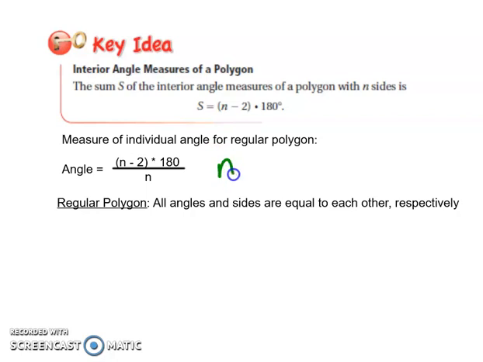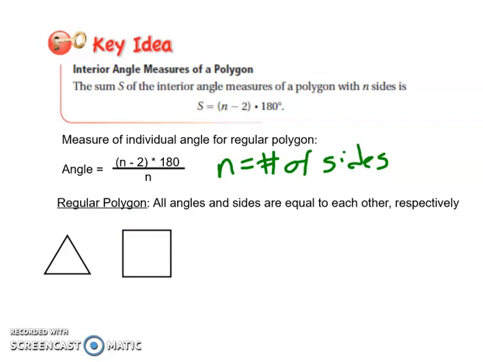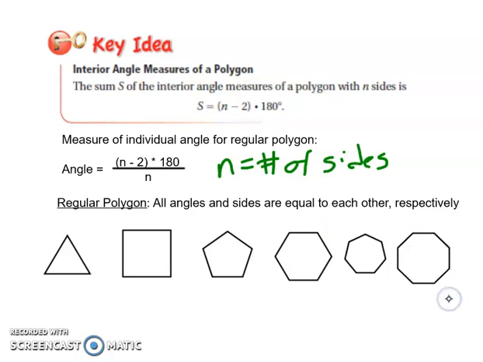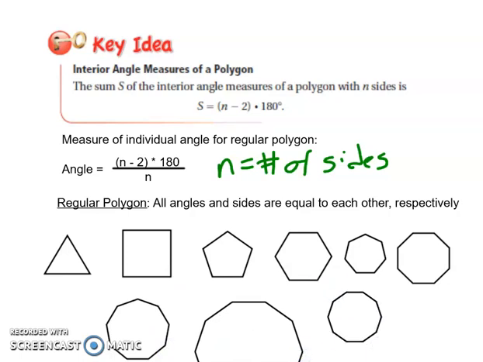Let me draw that down. n is equal to the number of sides. And for a regular polygon, just a blanket statement, it means that all angles and sides are equal to each other respectively. So each side is equal to each side, each angle is equal to each angle. So for example, that's a regular triangle, square, and so on and so forth. You see that all of these are going to be equal to each other. The sides are equal to each other. The angles are going to be equal to each other as well. Oh no, it's off the page, right?